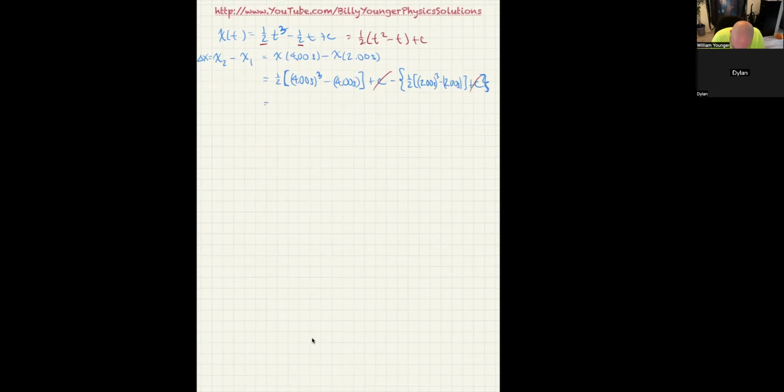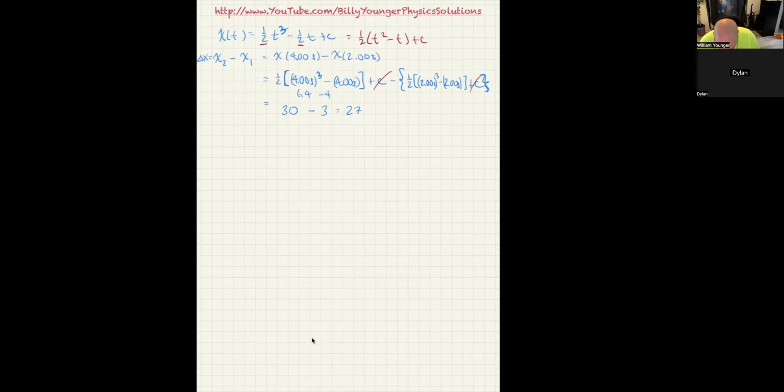And in fact, this would be 64. No, 4 times 4 is 16 times 4 is, yeah, 64. 64 minus 4. And then this would be 30 because it's 1/2 of that. So it'd be 30 minus, now in this case, it'd be 1/2 of 2 times 2 times 2 is 8. 8 minus 2 is 6. 1/2 of 6 is 3. So we get just 27. Yeah, it should just be 27.